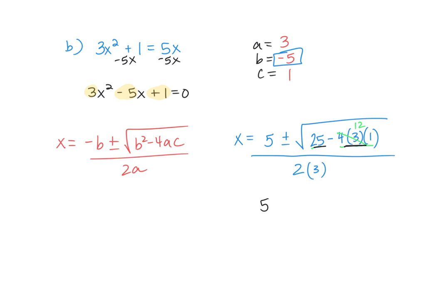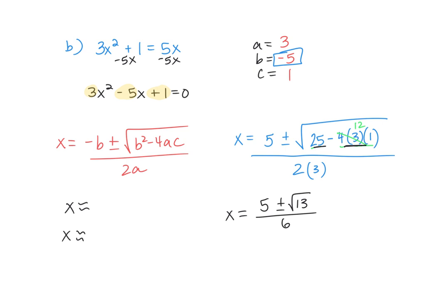So I've got 5 plus or minus the square root of 13, and then 2 times 3 is 6. Now, technically, this is the best answer you could actually have, those two answers, 5 plus the square root of 13 over 6 and 5 minus the square root of 13 over 6. Those are your two exact answers, but let's go back and we can practice typing on a calculator. Okay, so we're going to round to the nearest tenth.